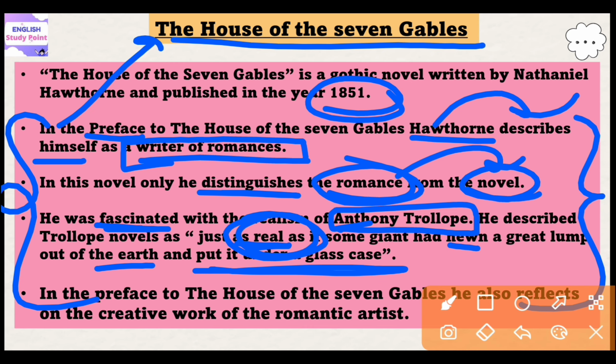In the preface to The House of the Seven Gables, he also reflects on the creative work of the romantic artist. He describes that this type of romantic artist manipulates facts into symbols in a manner that does not violate the truth of the human heart.